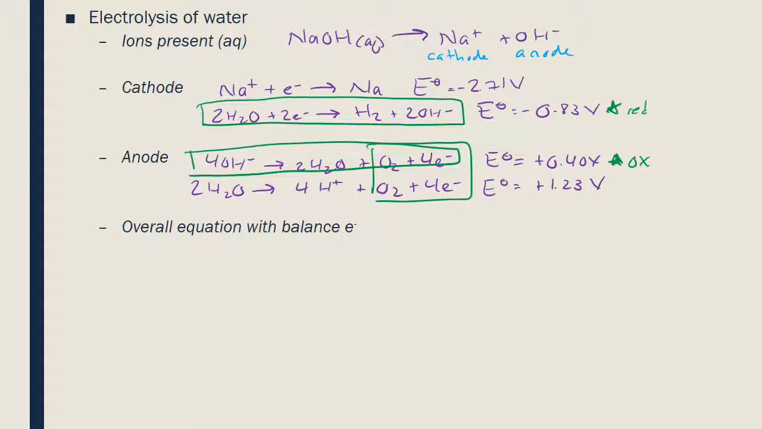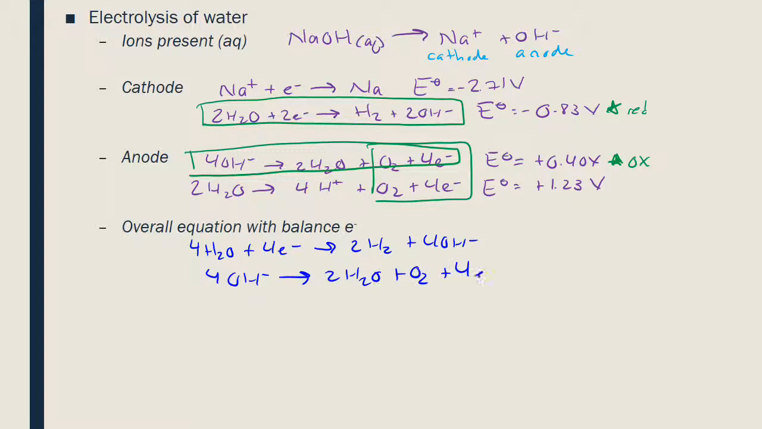Okay, so now that we understand which reactions are going through the redox reactions at each of the electrodes, we can write an overall balanced equation. So if we look at these and combine them, I'm going to put 4 waters plus 4 electrons gives us 2 hydrogens and 4 hydroxides. And then I'm going to take 4 hydroxides, and that's going to release 2 waters, oxygen, and 4 electrons.